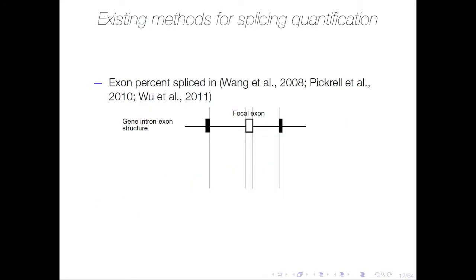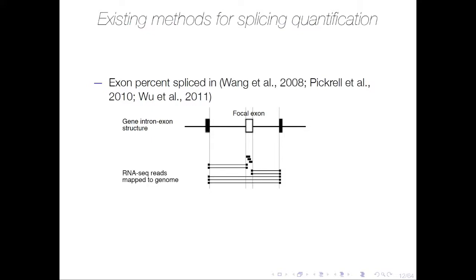The second set of methods use the idea of focusing on a specific exon, say this exon in the middle here, that's bordered by two what are known as constitutive exons. So these are exons that we think of as always being included in the gene. And the percent spliced in will be the proportion of the time that this focal exon is included in the gene relative to its neighbors.